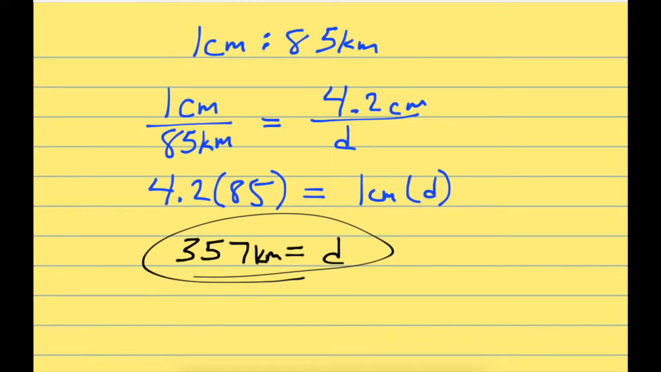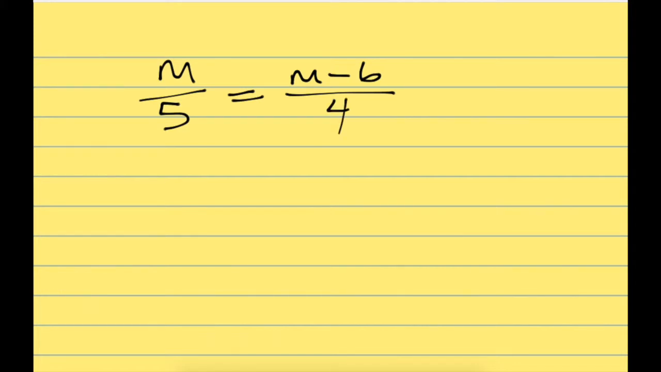I'm going to give you a proportion to solve on your own using cross multiplication. m over 5 equals m minus 6 over 4. So pause the video, give it a shot, and when you're done, hit play, and we'll see if you got it right.